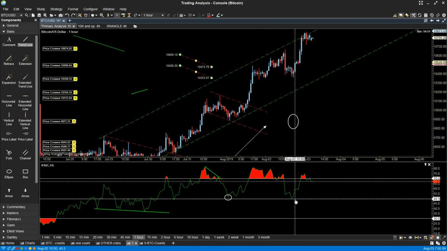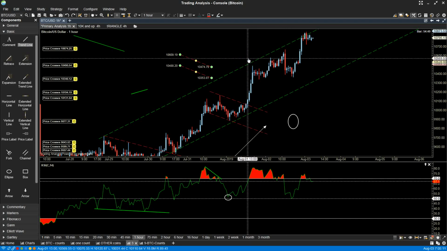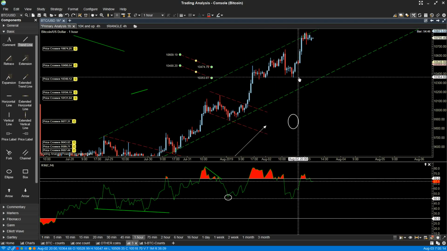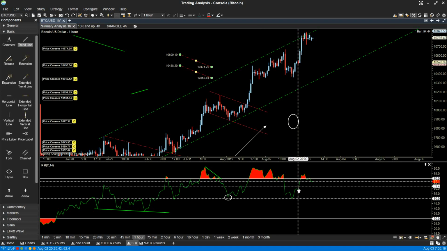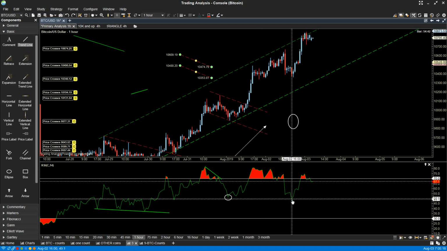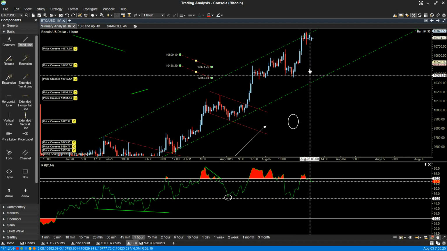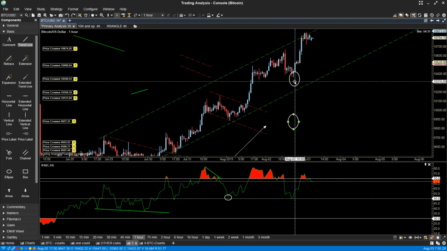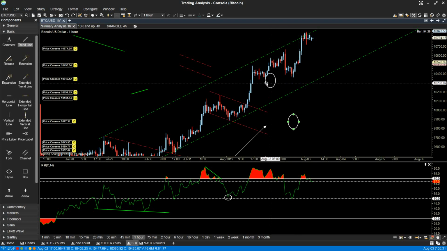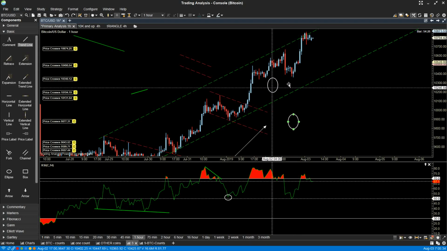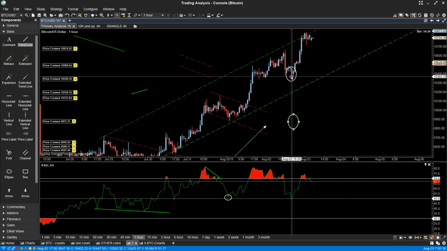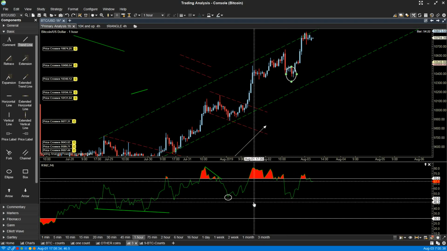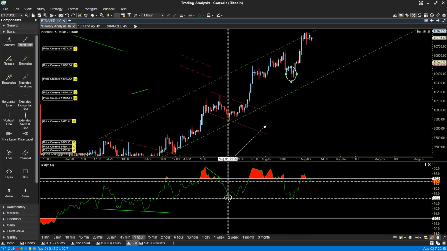So you get 1, 2, 3, A, B, C, where the C did not even break the bottom right here. That by itself is a signal there is continuation to be coming. Why? Because you have divergence. You have divergence between this pivot and this pivot right here. This pivot has divergence with this, which is hidden bullish divergence. You have that. Plus, you already broke the old divergence.